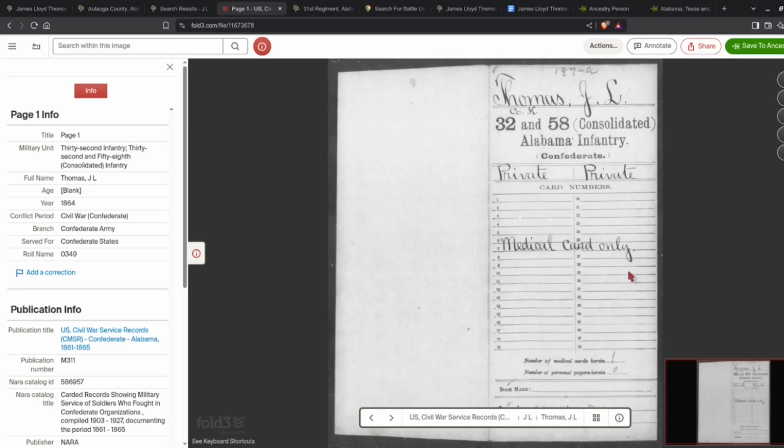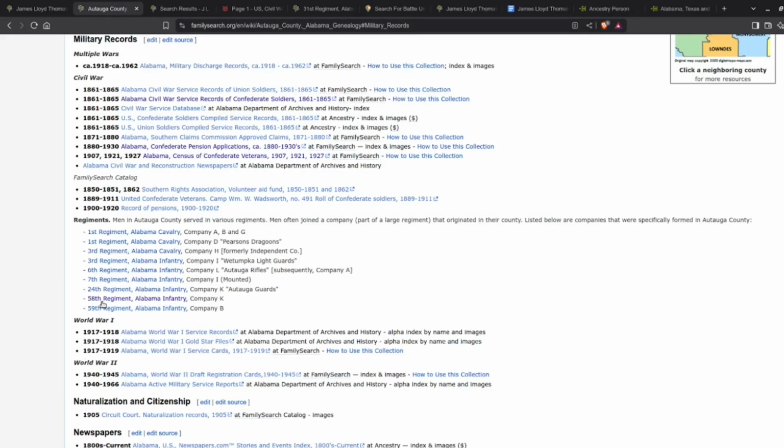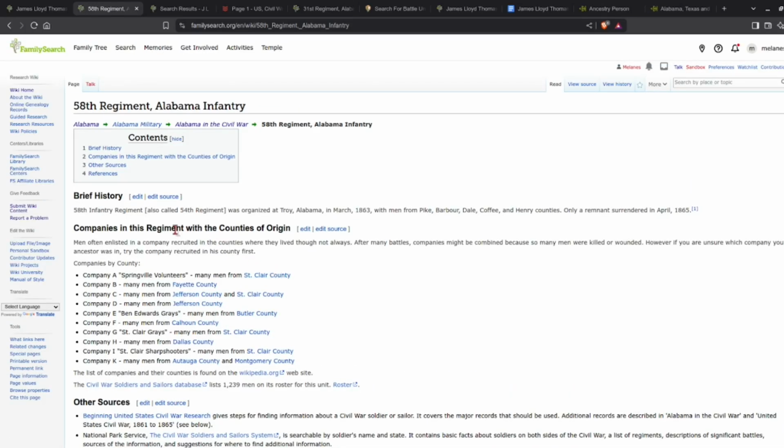So these packets are all different, and they may not have everything in them that you would like. But 32nd and 58th. So if we come back here, 58th Regiment of Alabama Infantry, Company K, would have been from Autauga County. So here we go. Company K, many men from Autauga County and Montgomery County. So we would need to go to the Civil War Soldiers and Sailors database again and look up the 58th Regiment and see what they did.